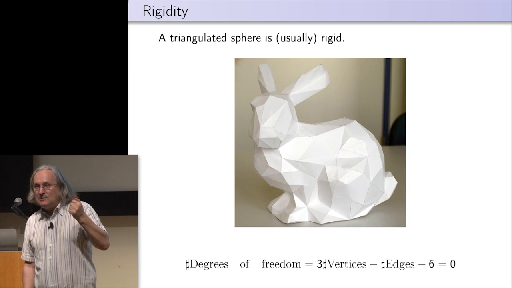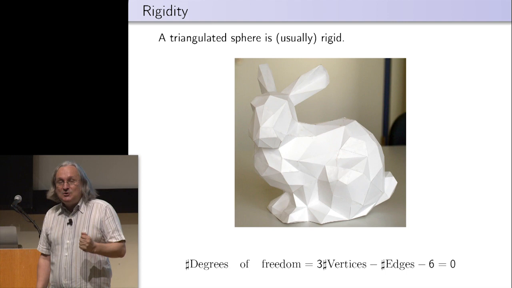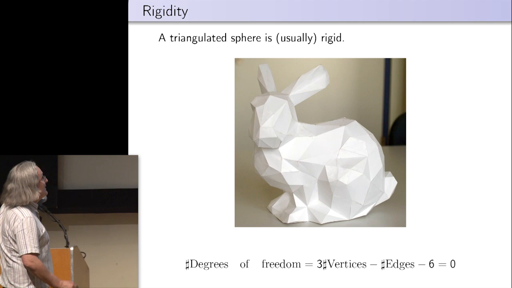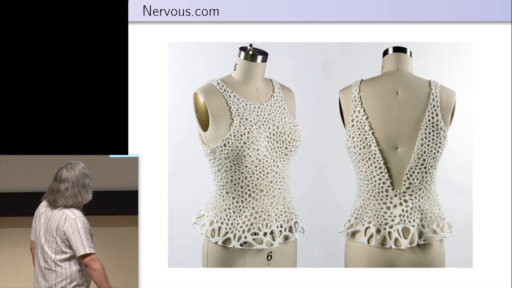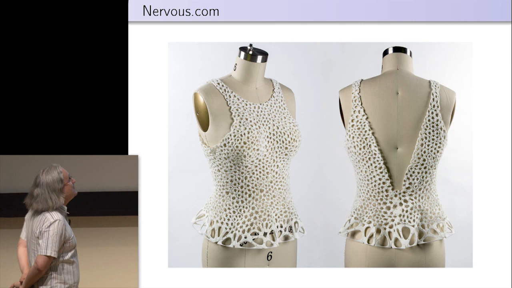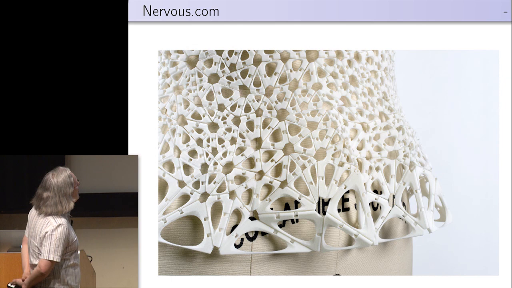So this is something that you should keep in mind. Flexibility comes from the boundary, which is a very fundamental idea in mathematics. So here's an example of a flexible object. Again, Miyake. You see that this bag is flexible because it has a boundary. And you can see the flexibility of these dresses, even though they are neither disks nor spheres, you can compute the flexibility, and this is a local picture of this dress. I'm not sure I would use it.